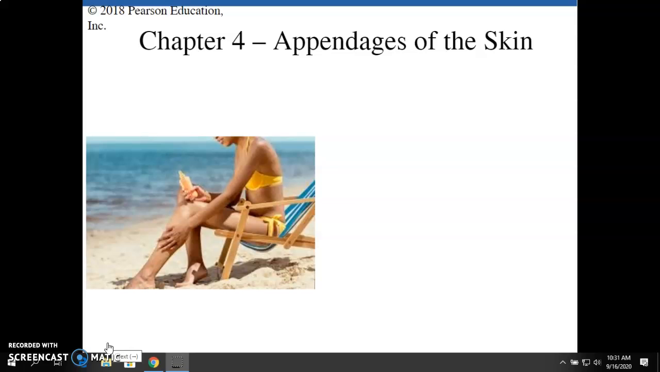Today we're going to talk about appendages of the skin. Now remember, the skin is part of the integumentary system, and it's a covering around our body. By appendages, what we mean is something smaller that gets added to or attached to something larger. The larger thing is the skin, and the two appendages of the skin are hair and nails.